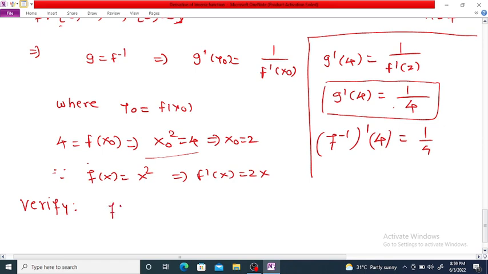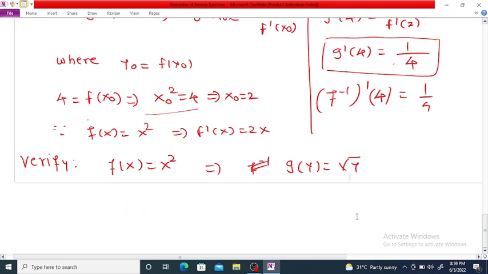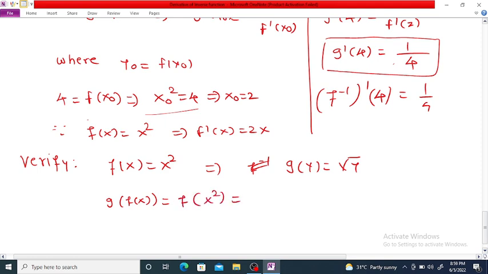Since f of x is equal to x square, its inverse function is g of y equal to under root of y. This is the inverse function of f of x equal to x square, because g of f of x is equal to g of x square, which is equal to square root of x square, which is nothing but x. So g of f of x is equal to x, so the inverse function of f of x is g of y.